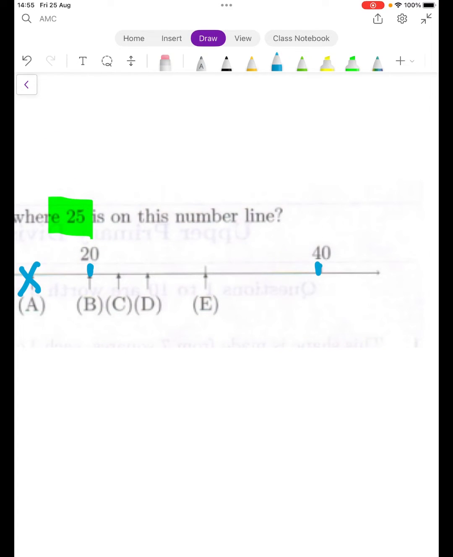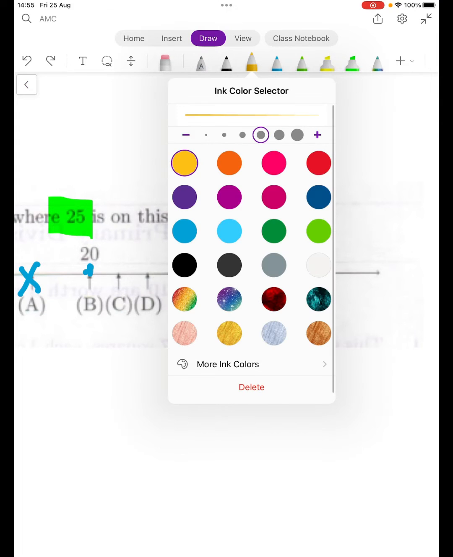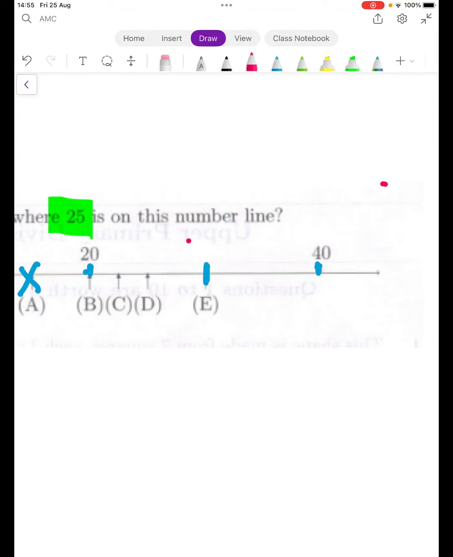Now let's have a closer look between 20 and 40. Before trying to find 25, let's see. We know this is 20, we know this is 40. Exactly in the middle, what should be the number here? Think about it. There's a gap of 20 here. So exactly in the middle, we will have the number. Let me write it down. This will be 30. Yes.